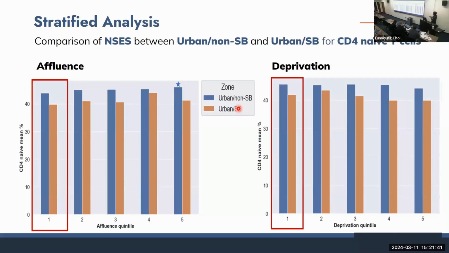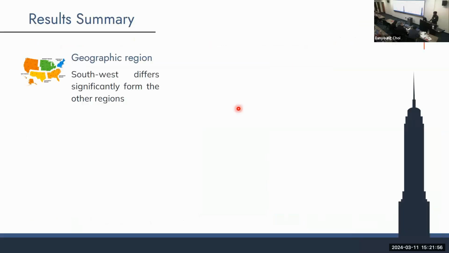Based on this finding, we could see that this decrease in CD4 naive percentage in the stroke belt states is distributed irrespective of the level of deprivation or affluence. Based on our results, we could infer that the Southwest region differs significantly from the other regions, and we couldn't see any rural-urban differences in the immune cell population.